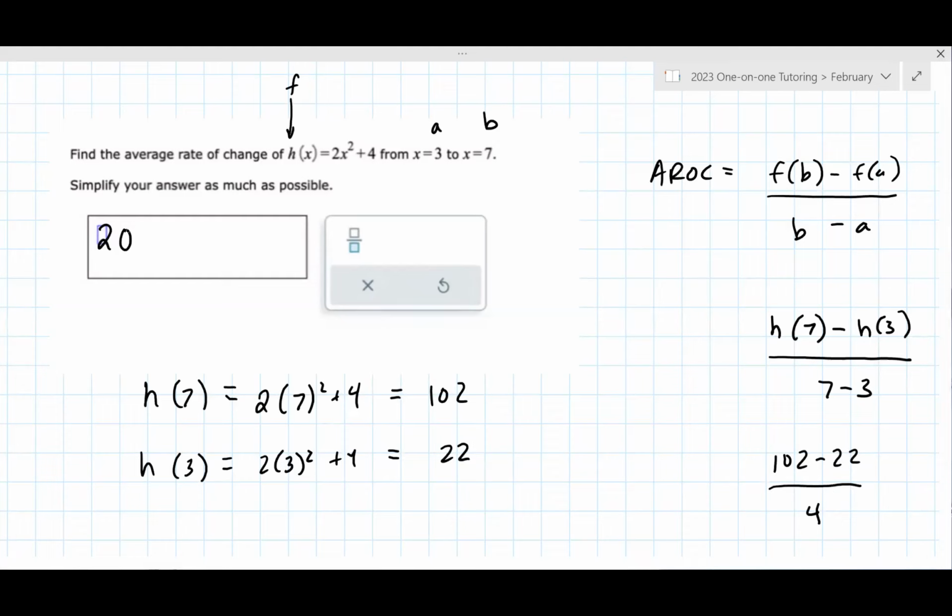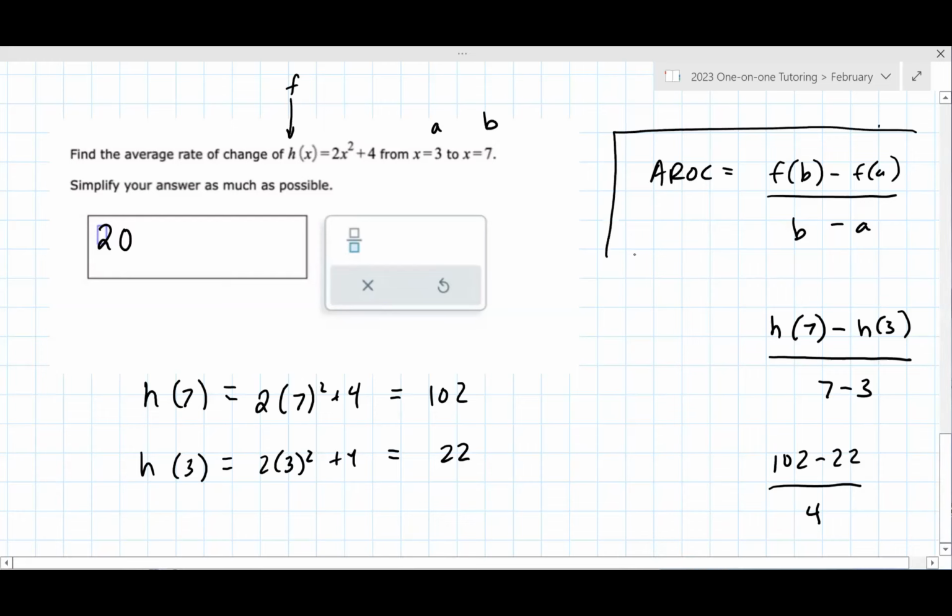Let's see, 20. Wait, 102. Yeah, it is 20. Okay, so it is a formula. You do have to know this one or somehow remember it. Yeah, I wrote it down.